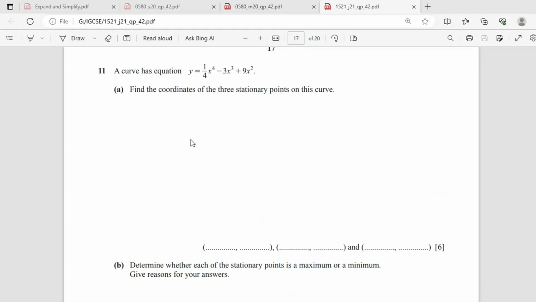Hello and welcome to this session. Today we are going to discuss stationary points. What is a stationary point? How can we find the maxima and minima of a function?